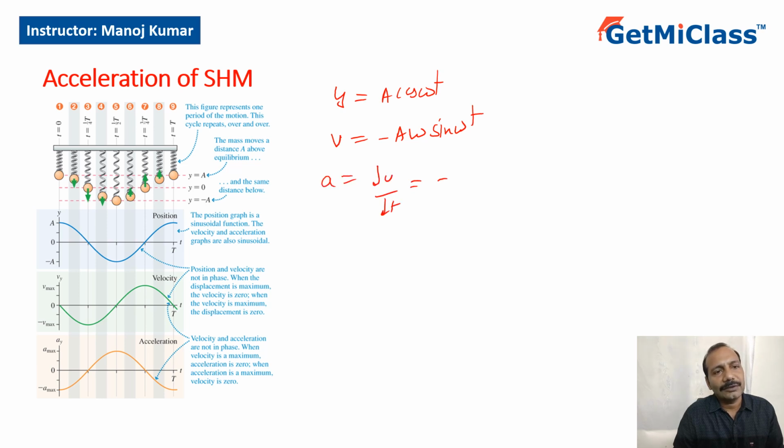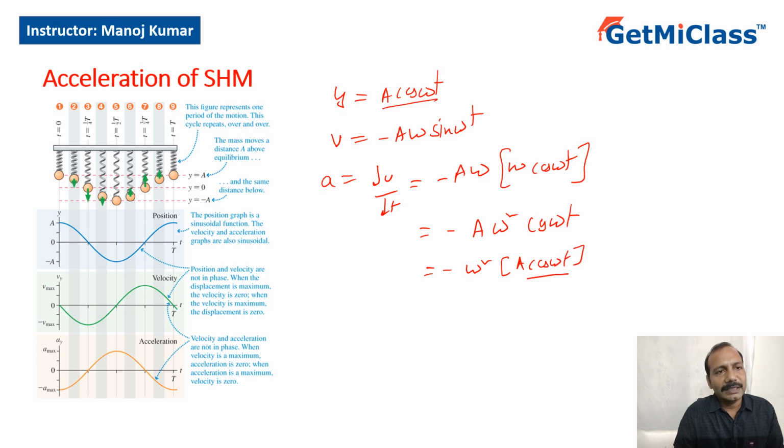So that is equal to minus a omega, right? Write it like this. Differentiation of sine omega t is omega into cos omega t. So that can be written as minus a omega square into cos omega t, or minus omega square into a cos omega t. Now a cos omega t is y. So we have acceleration equal to minus omega square y.